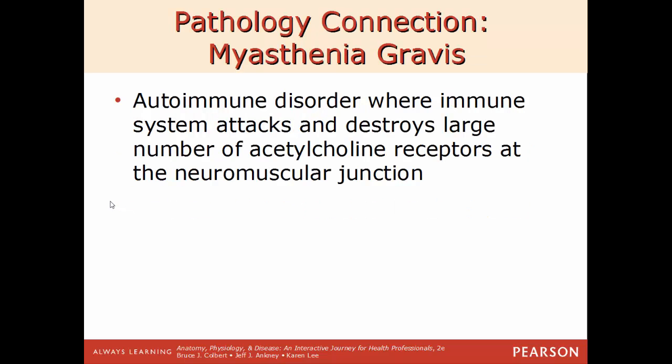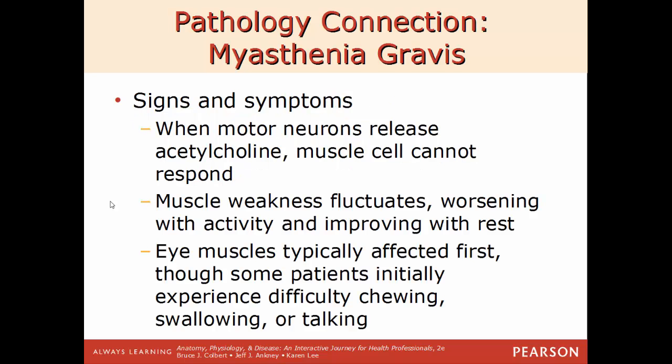All right, next we'll talk about another pathology connection, myasthenia gravis. This is an autoimmune disorder where your immune system attacks and destroys a large number of acetylcholine receptors at the neuromuscular junction. Now, acetylcholine is a major neurotransmitter used for muscle contraction, among other things. Some signs and symptoms: when motor neurons release acetylcholine, the muscle cell can't respond.